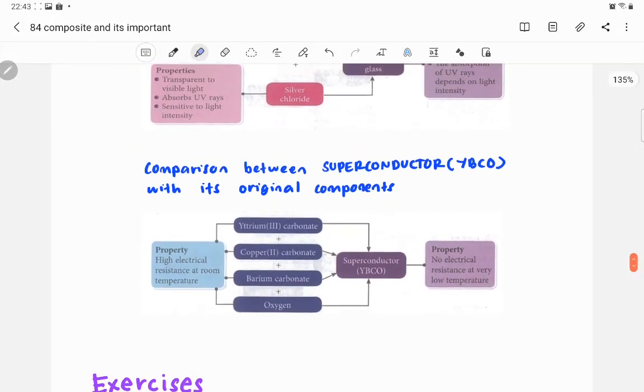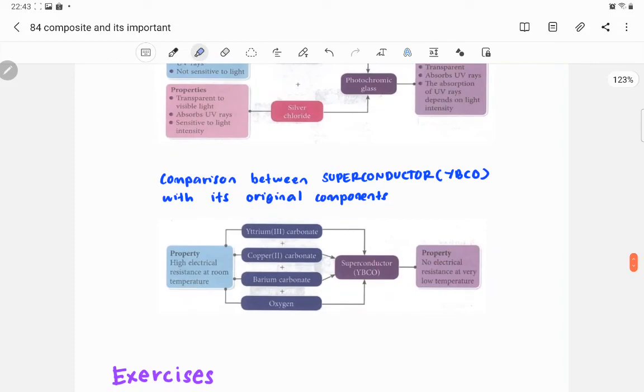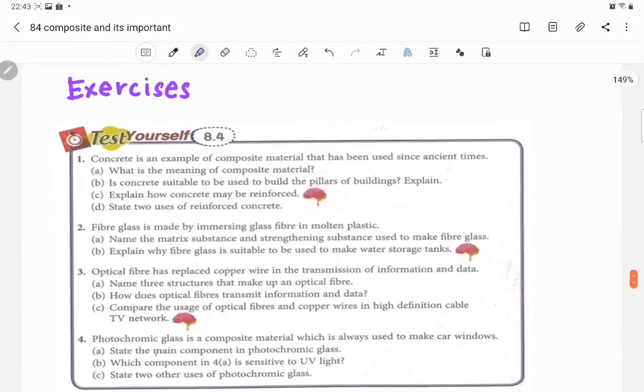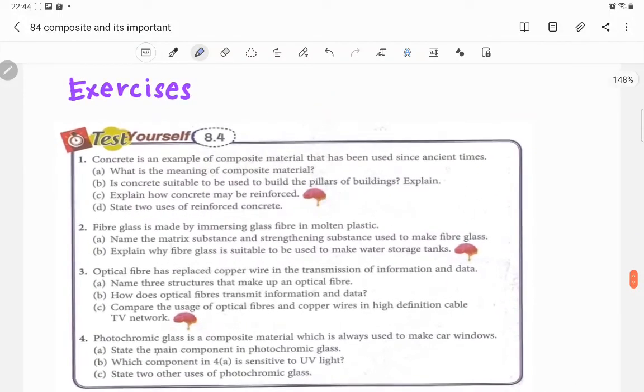Okay, so setakat itu dulu untuk 8.4 composite and its importance. So we have the exercises here. Okay, please do test yourself 8.4 and please discuss with your teacher.